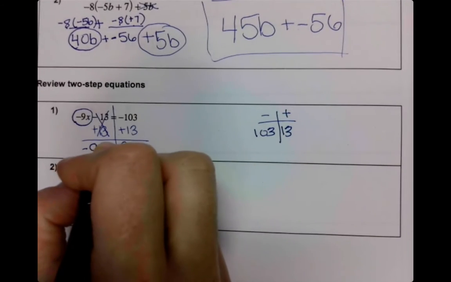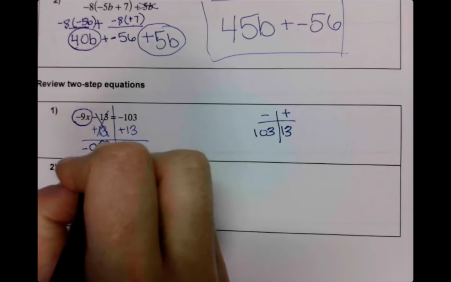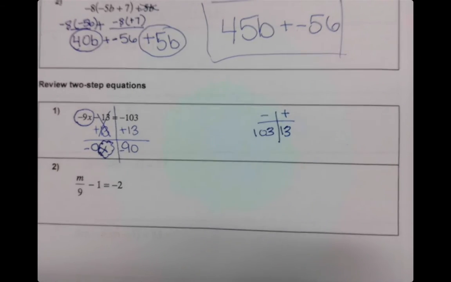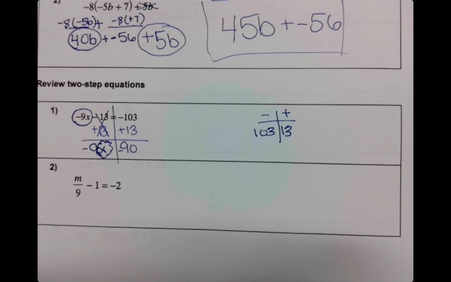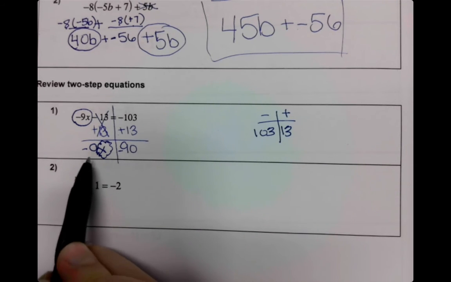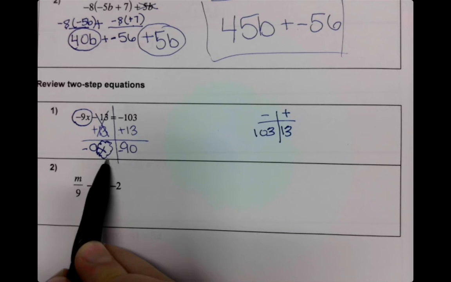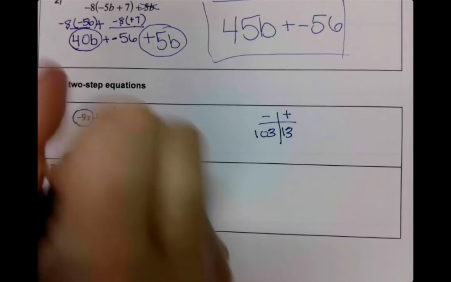Then again, I want to get that x alone. We talked about this at our last welcome work. When two numbers are next to each other, that means that they are being multiplied. So right now, these are being multiplied. The inverse of that multiplication is division.